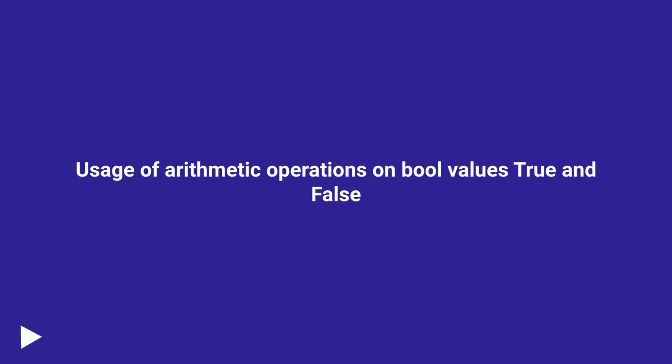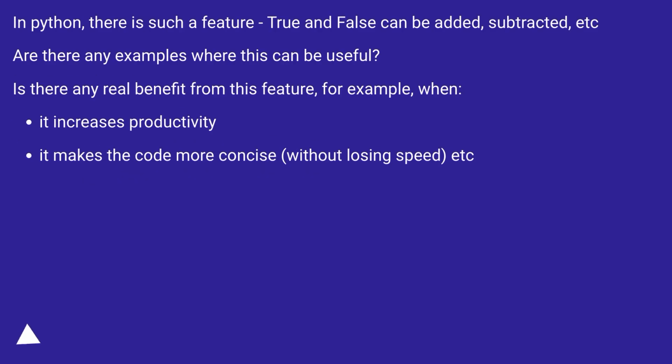Usage of arithmetic operations on bool values true and false. In Python, there is such a feature: true and false can be added, subtracted, etc. Are there any examples where this can be useful? Is there any real benefit from this feature? For example, when it increases productivity, it makes the code more concise, without losing speed, etc.